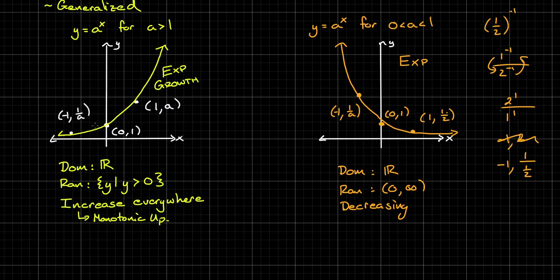But we have exponential growth where as we move left to right, it's increasing. And then we also get exponential decay where as we move from left to right, instead of increasing, it is falling down or decaying. Cool. Exponential growth and exponential decay. Now, right off the bat, I'm not super concerned about graphing these yet.